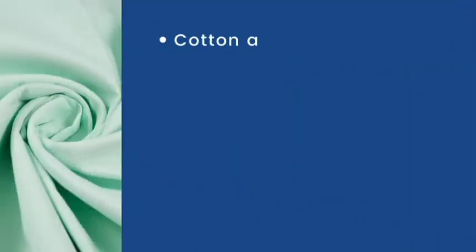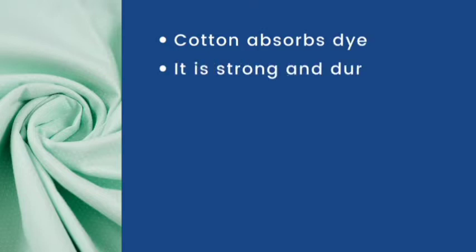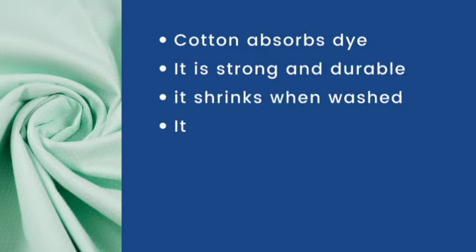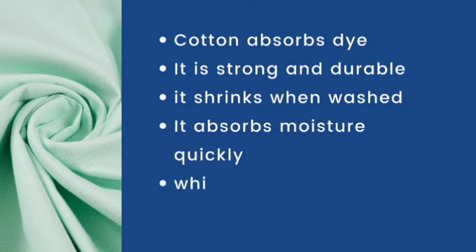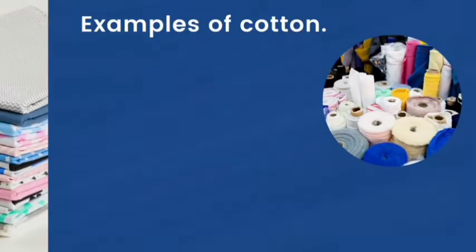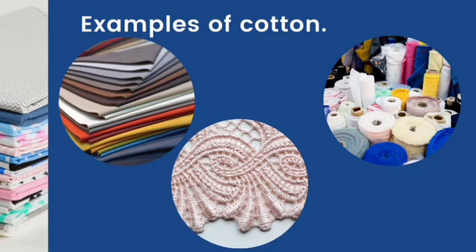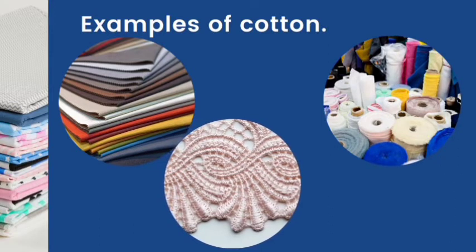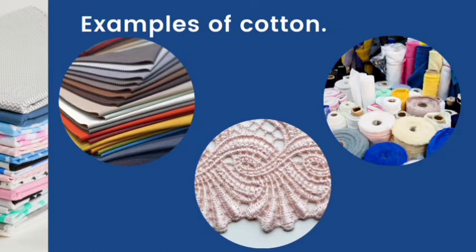So what are the properties of cotton fiber? 1. Cotton absorbs dye very readily. It is strong and durable. It absorbs moisture quickly. Therefore, it is suitable for the tropics. It is cool and comfortable to wear. White cotton can be bleached. Examples of cotton are calico, your lace, your net, your poplin, etc. All these are examples of cotton fiber.